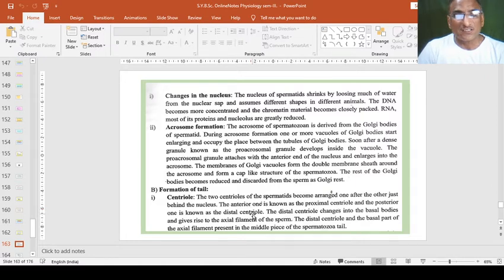The distal centriole changes into the basal body and gives rise to the axial filament of the sperm, and in this way the actual strand of the tail is formed here. The distal centriole and the basal part of the axial filament are present in the middle piece of the spermatozoa tail, and in this way the centriole forms, by enlargement of the material at the posterior end, and finally forms a tail.